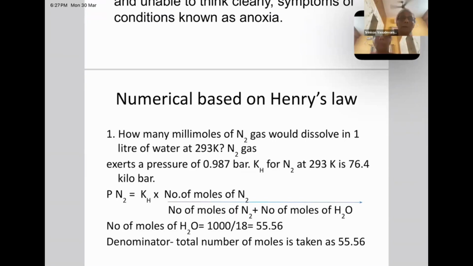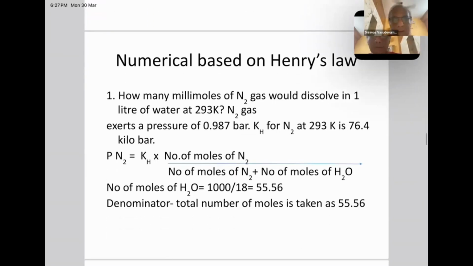Now let us see numericals based on Henry's law. Partial pressure of the gas is equal to Kh into mole fraction of the gas. That is Kh into number of moles of gas divided by number of moles of gas plus number of moles of solvent. In some cases, number of moles of gas plus number of moles of solvent can be taken as number of moles of solvent.